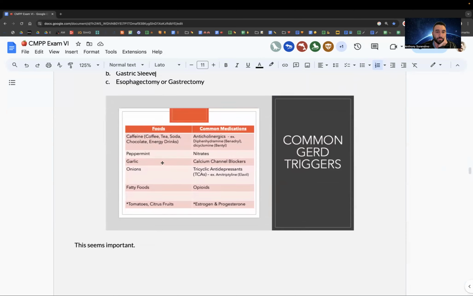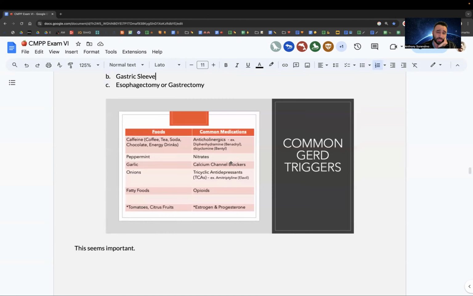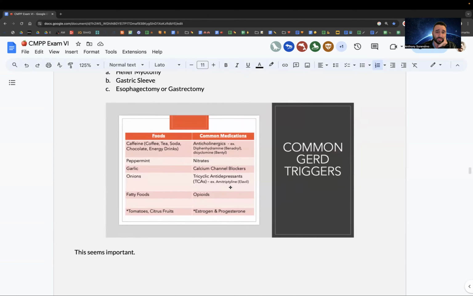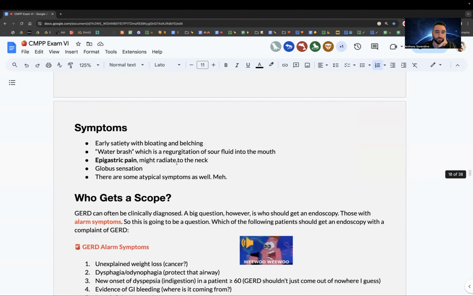All right, so definitely probably going to be a question on what foods to avoid. So you want to avoid peppermint, garlic, onions. The asterisk, I guess, tomatoes and citrus fruits, not as much, but these meds definitely. So the anticholinergics like Benadryl and Bentyl, and we'll learn about some more later as well. And then nitrates and calcium channel blockers. They're going to relax smooth muscle, so that makes sense where they're going to open up the LES and let some acid through. And then tricyclic antidepressants for whatever reason, and some opioids as well. And then caffeine is a big one. So a lot of stuff you want to avoid there.